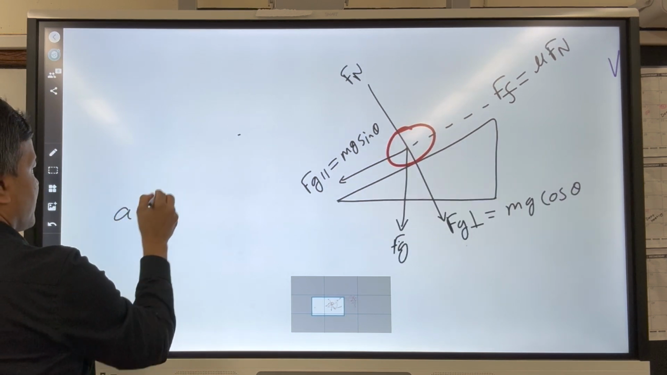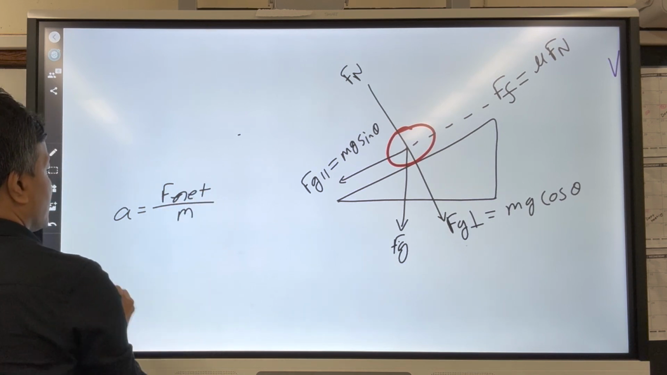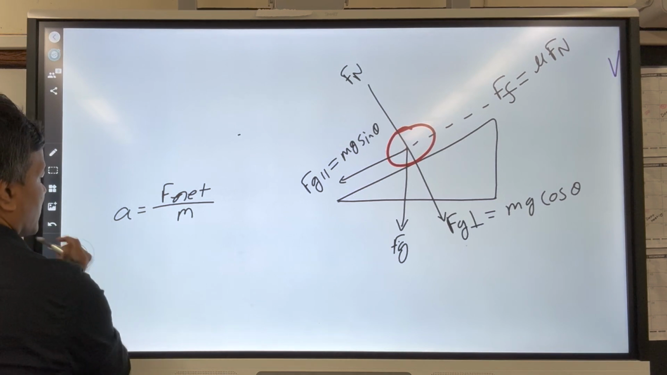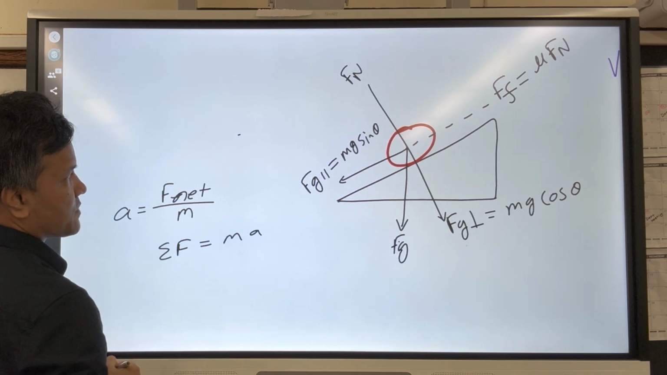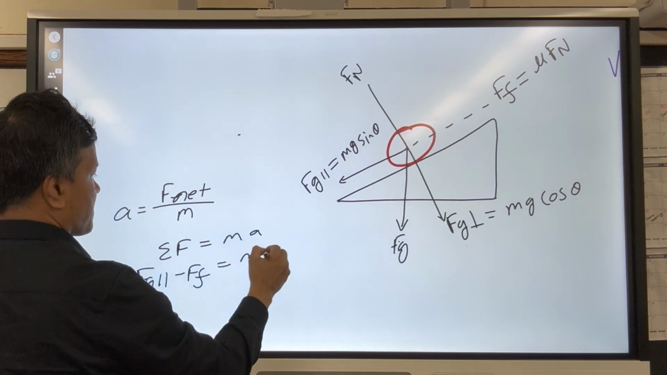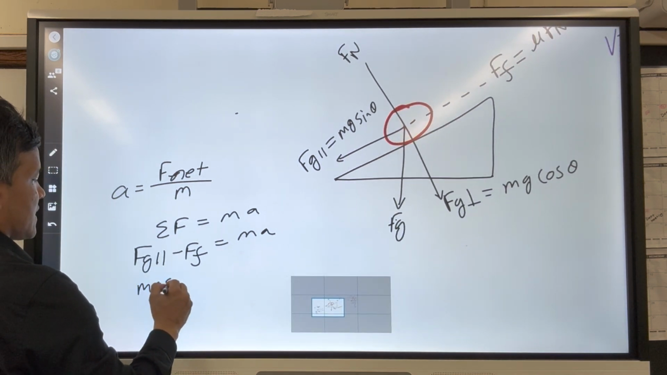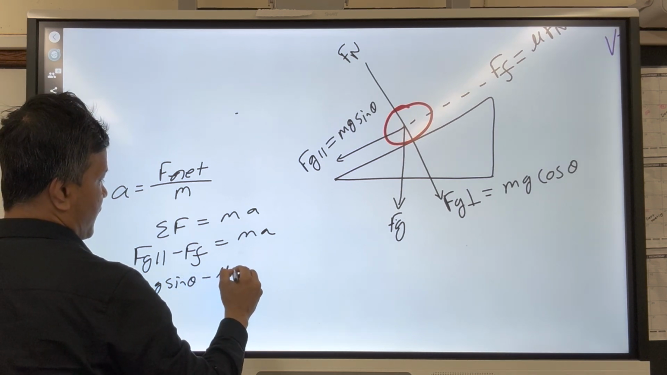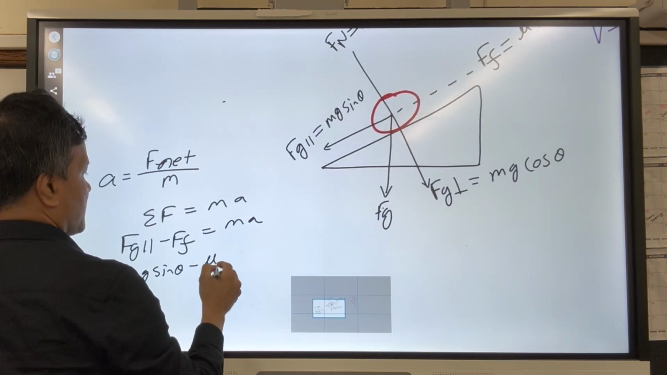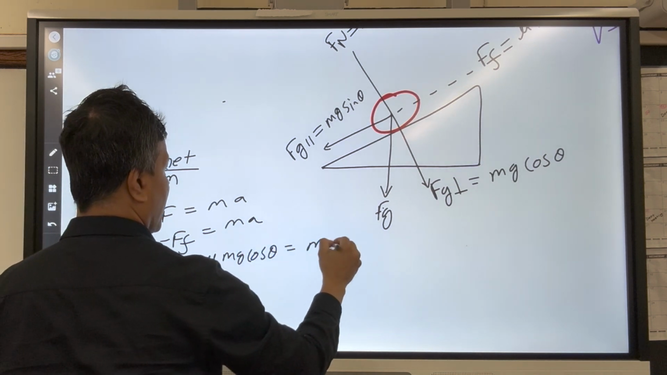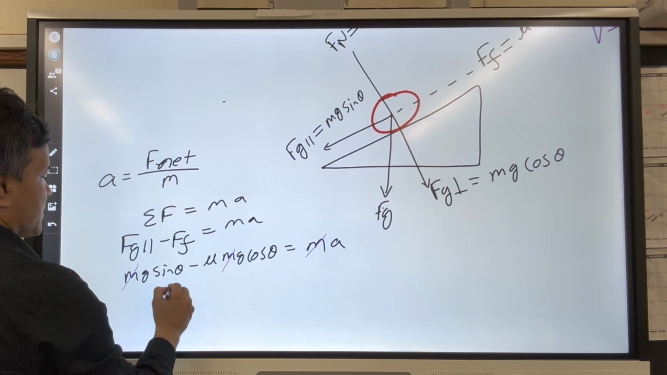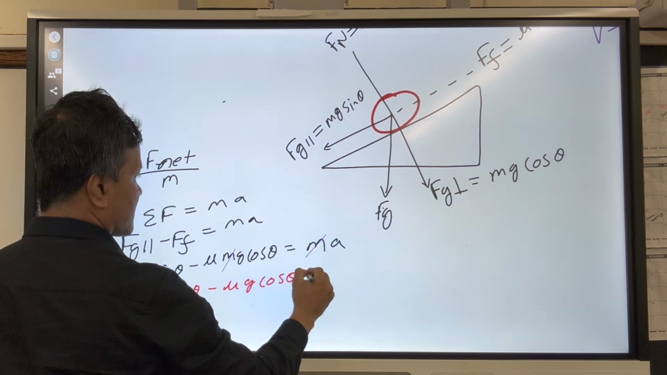Acceleration is F net over mass. F net is, let's start from F equals ma. How many forces do you have? You have Fg parallel minus Ff is equal to ma. So you have mg sine theta minus mu Fn. Fn is mg cosine theta. So mu mg cosine theta is equal to ma. Mass doesn't matter, mass cancels. So what do we get? We have g sine theta minus mu g cosine theta is equal to acceleration.